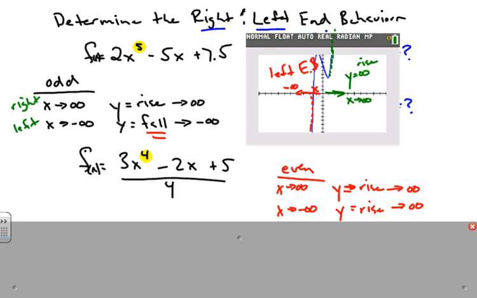The reason why is because the x to the 4th takes the values and makes all the values positive, whereas an odd degree, as we have up here, when you plug in negative values, makes the values negative.